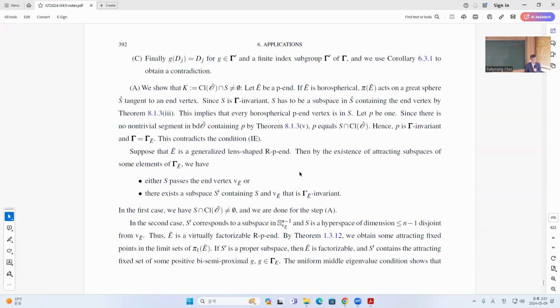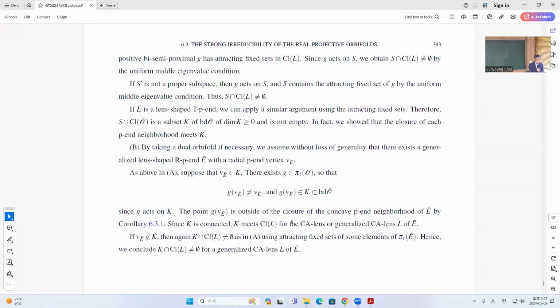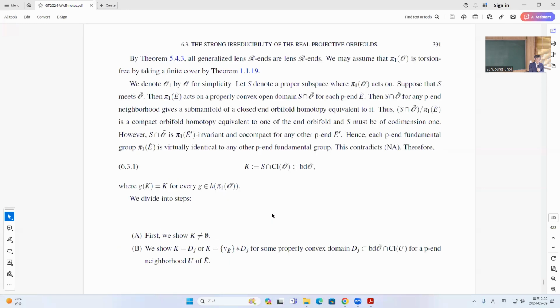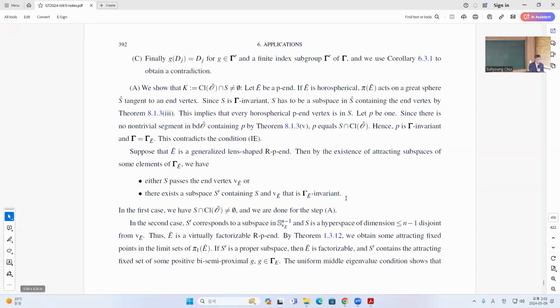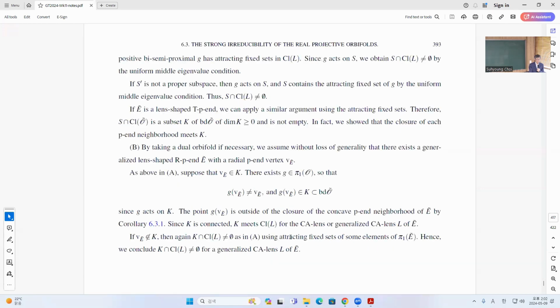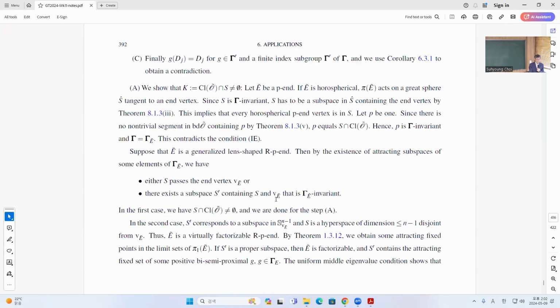So that's just a very technical thing because we just need to work through some things here. Right. So this A is showing that K is not empty. Okay, so those parts are just very simple arguments.